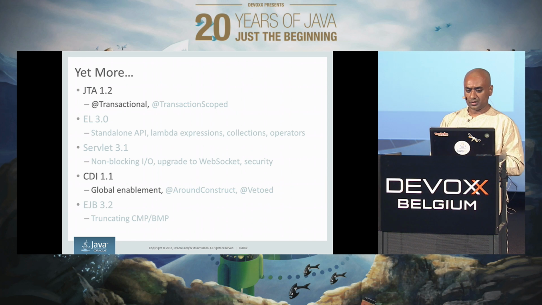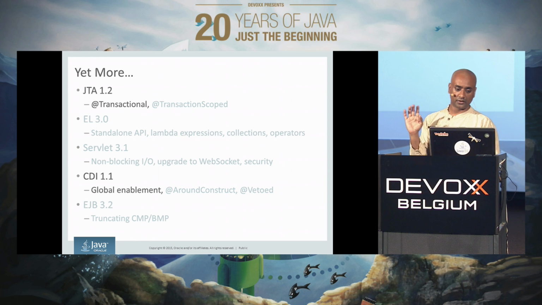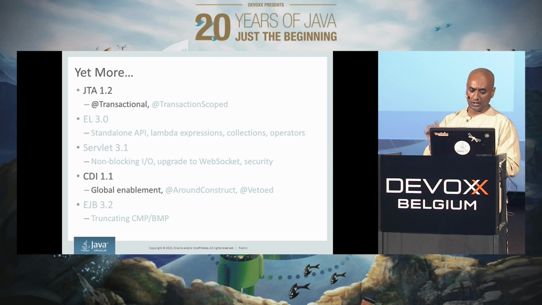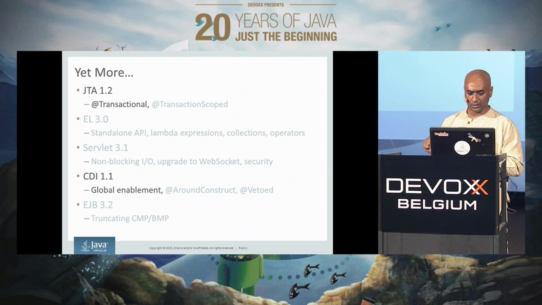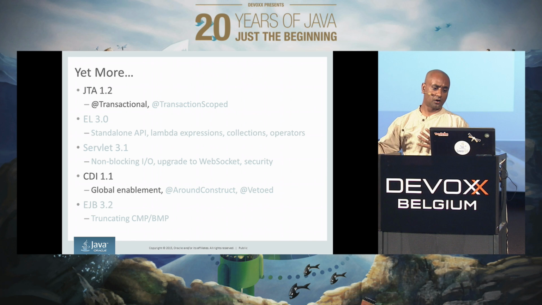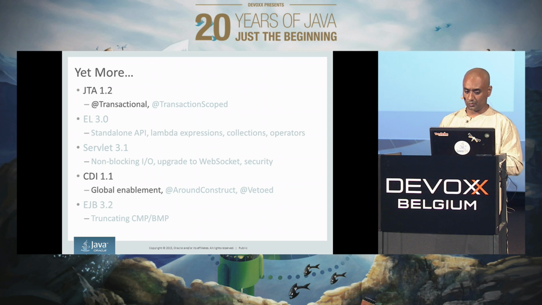CDI 1.1, the biggest change was global enablement. It used to be that you needed this artifact called beans.xml to enable CDI. Now you don't need that. Basically, CDI is enabled by default. There were a few other minor changes and bug-fix type things that are also in CDI 1.1. CDI 2.0, which is now being worked on, is actually far more and has much more scope.